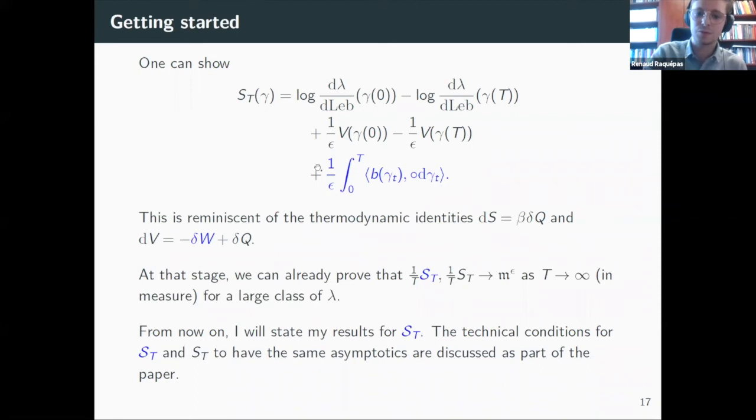So I will work with this also, but I took the time to check, as part of the paper, the technical conditions that ensure that the whole thing has the same asymptotics as this, what I will call the main contribution. For the remainder of the talk, I'll talk about the mean behavior and large deviation properties of this blue term. Okay.